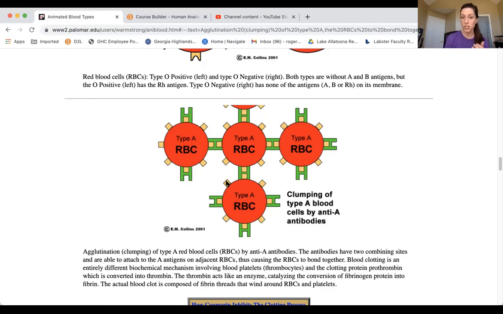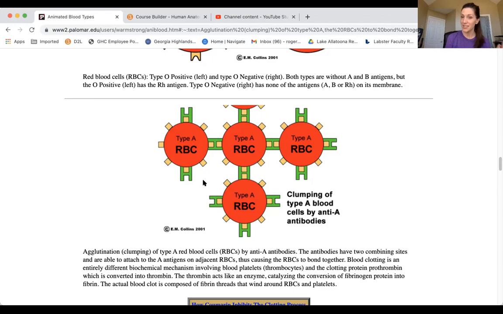In this picture, those anti-A antibodies are clumping type A red blood cells. The only reason this is going to happen is if those anti-A antibodies are present, which means what type of blood must this person have had?